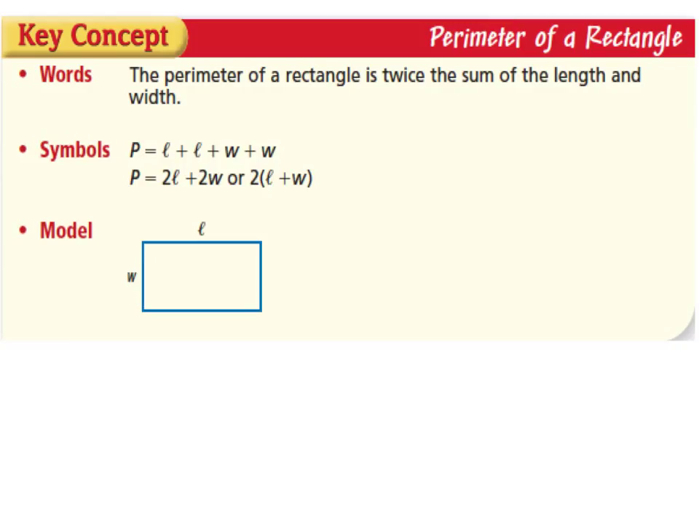Alright, so the key concept here, of course, is the perimeter of a rectangle. The perimeter of a rectangle is twice the sum of the length and the width. As you can see here, it's written down three different ways, and the shape that you usually see is right there. I prefer to use, for myself, this formula right here, but it's whatever formula you can remember to get the job done.